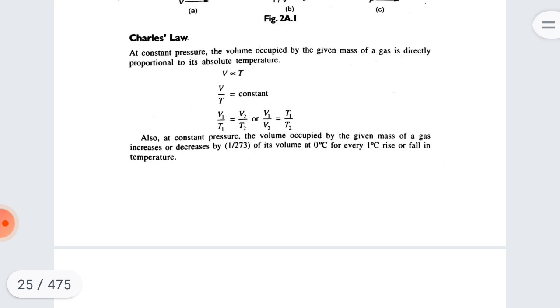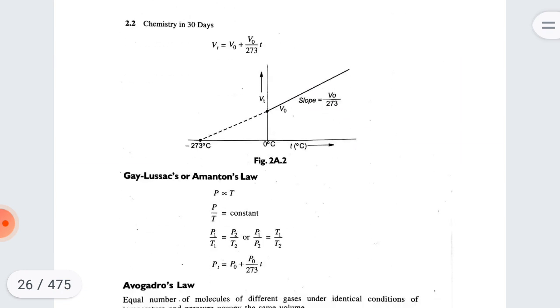Also at constant pressure, the volume occupied by a given mass of a gas increases or decreases by 1 upon 273 of its volume at 0 degrees Celsius for every 1 degree Celsius rise or fall in temperature. Vt is equal to V0 plus V0 upon 273 T.